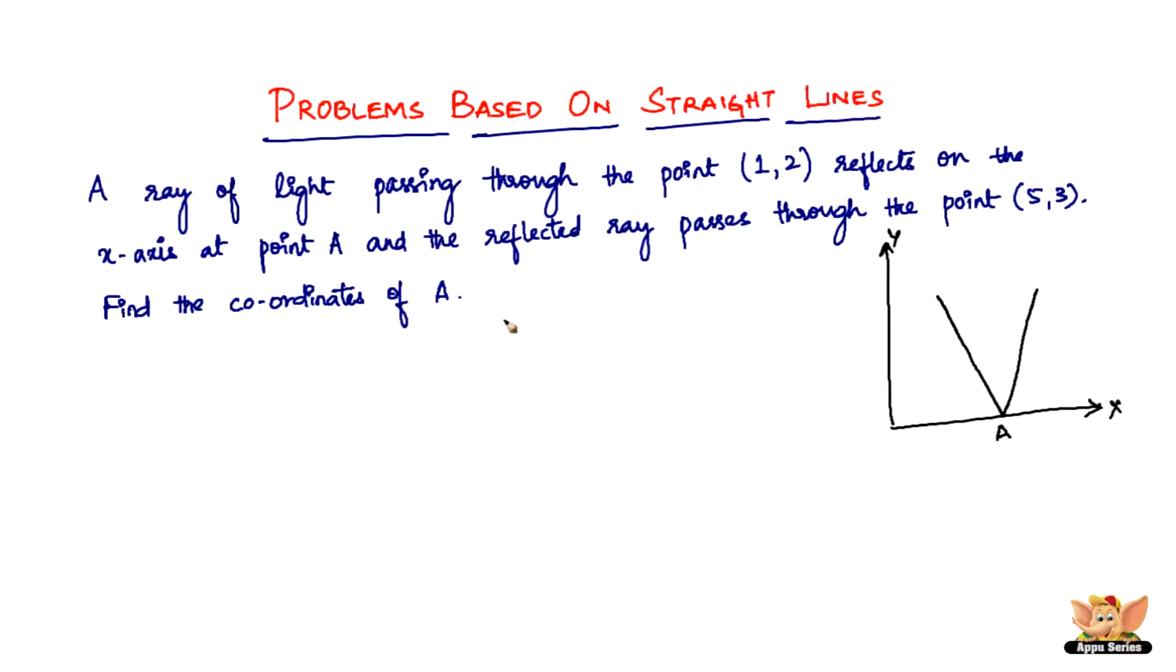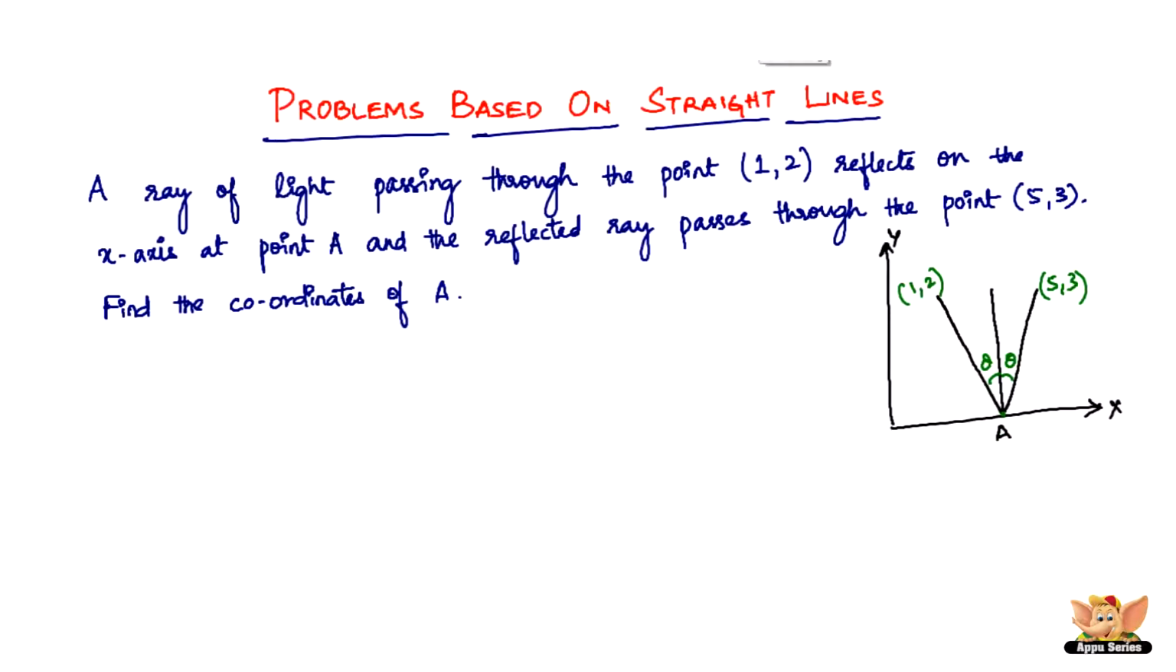So we know from the rules of reflection that the angle of incidence equals the angle of reflection, right? So on that basis, we do have a middle line here which bisects this whole angle. So we have this as theta and this is theta as well. And let's say it passes through the point (1, 2), and then it reflects out on the point (5, 3). So now we have to find the coordinates of the point A. This is what we have to find.